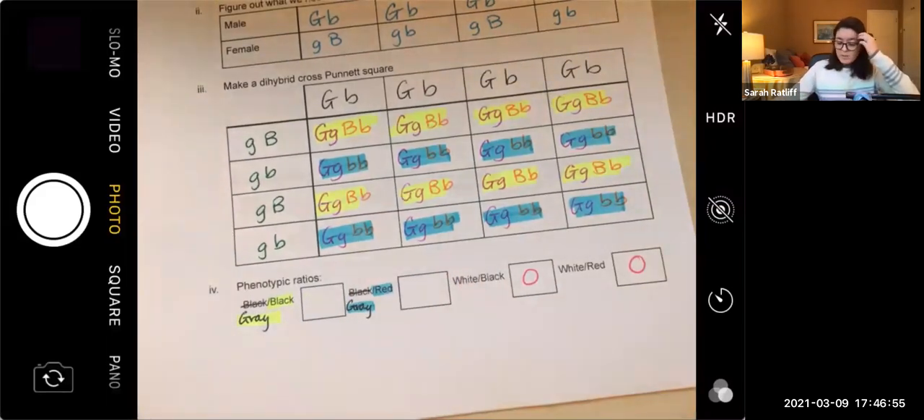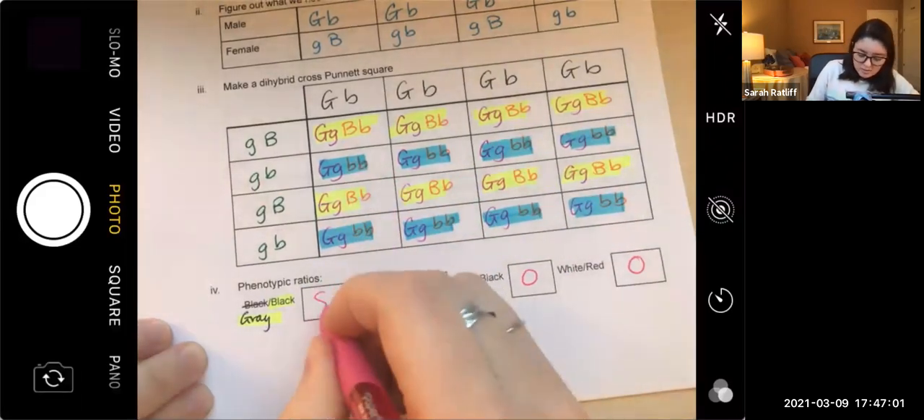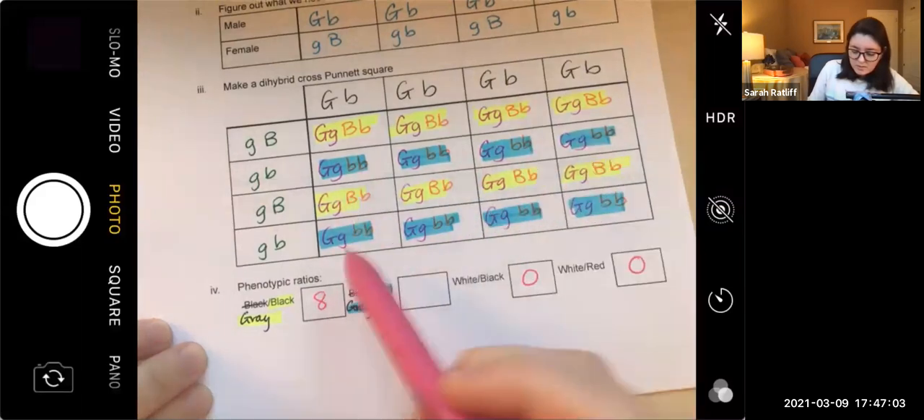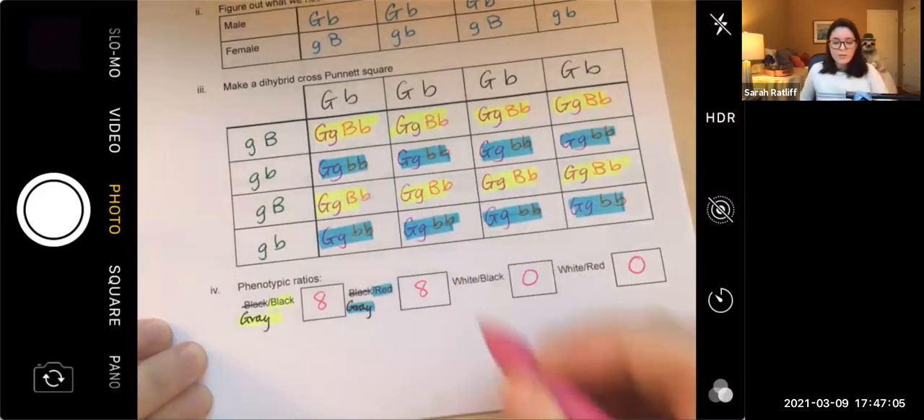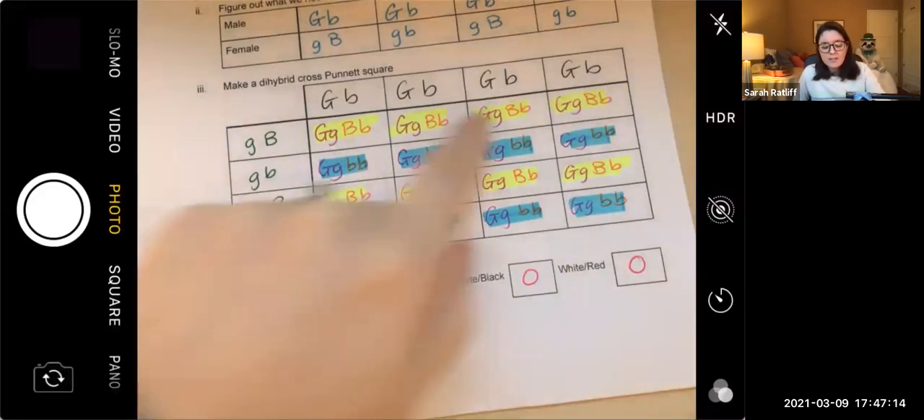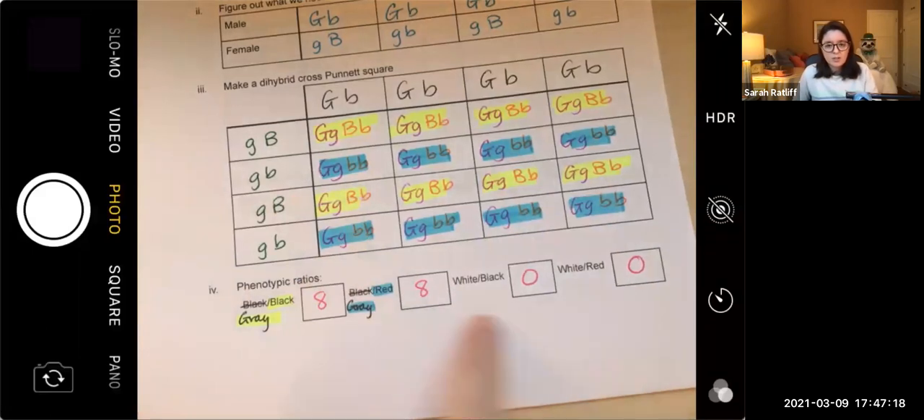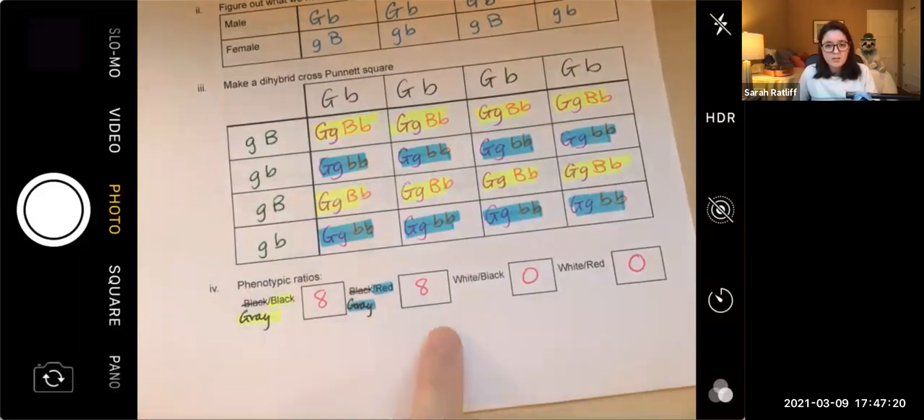Now we just count them up. We have 1, 2, 3, 4, 5, 6, 7, 8 that are gray with black eyes. And 1, 2, 3, 4, 5, 6, 7, 8 with gray fur and red eyes. Just to double check, we should have 16 of these squares. So we should have a total of 16 in our ratio here. 8 plus 8 gives us 16. We're good to go. We counted all of our offspring correctly.